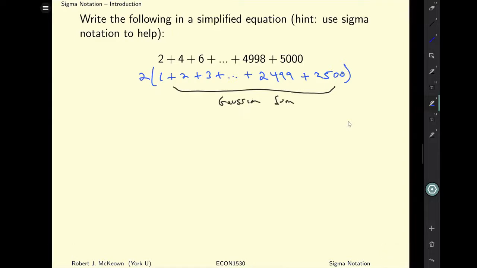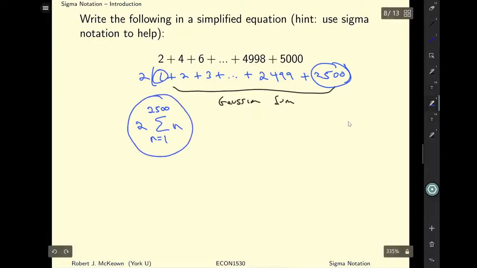And I could rewrite this as 2 multiplied by sigma n. Oops, I made this mistake. Of course, the endpoint is 2500, not 1000. The endpoint's right there. And the starting point is 1, right? And so I can rewrite this expression according to this one right here.